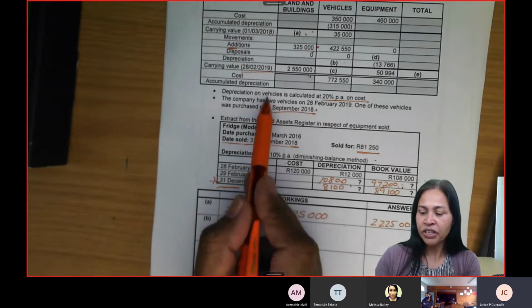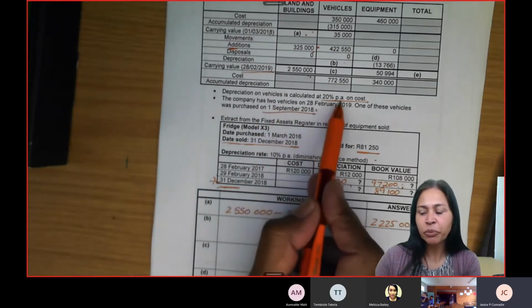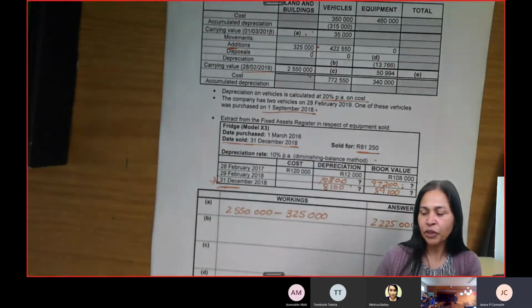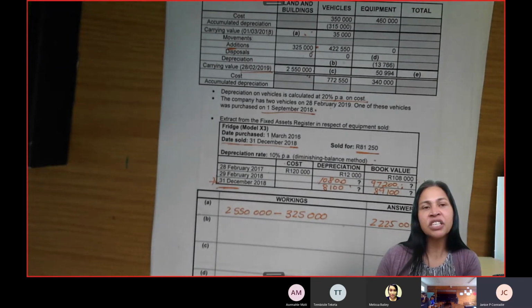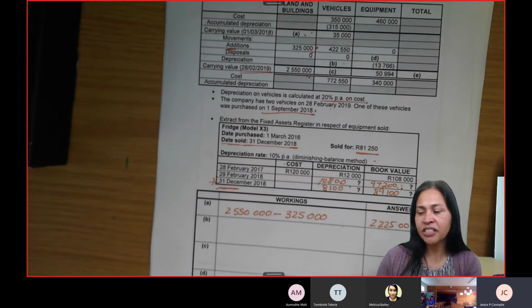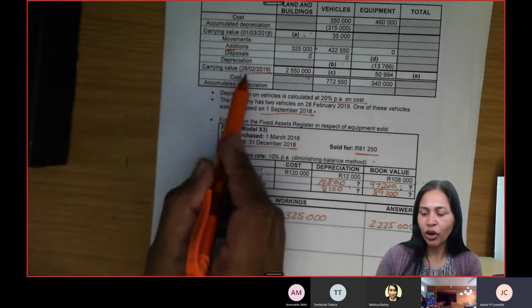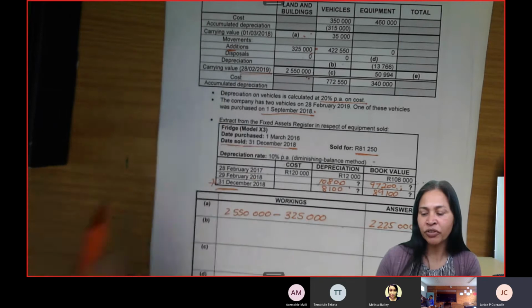The method for your vehicles says here, vehicles is calculated at 20% per annum on the cost. So you have to take your cost, calculate your percentage, but only for a certain amount of months. And that is the important part, that you are able to calculate from the date of purchase up till the end of the financial year. How many months we've had there.